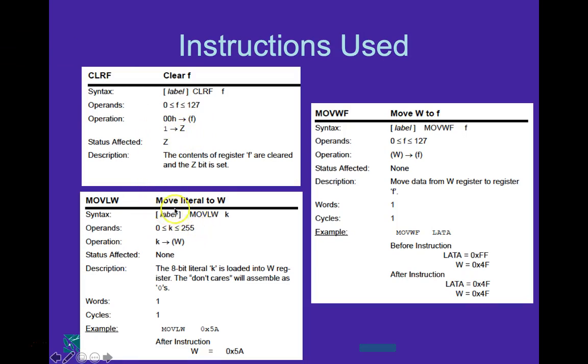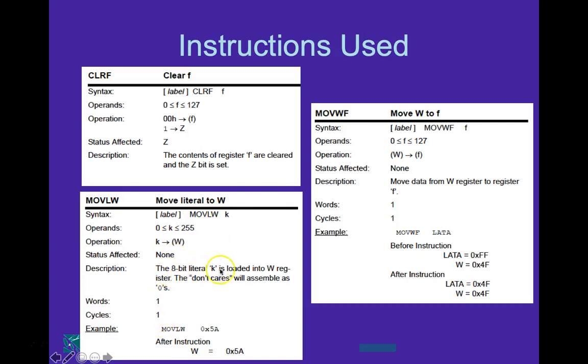And then you have move literal to W. We use this instruction set, MOVLW, and this K represents your literal number, and this is the range for K. Whatever K you have will be transferred to W, because that's what this instruction says, move L to W. And then it's done in one cycle.